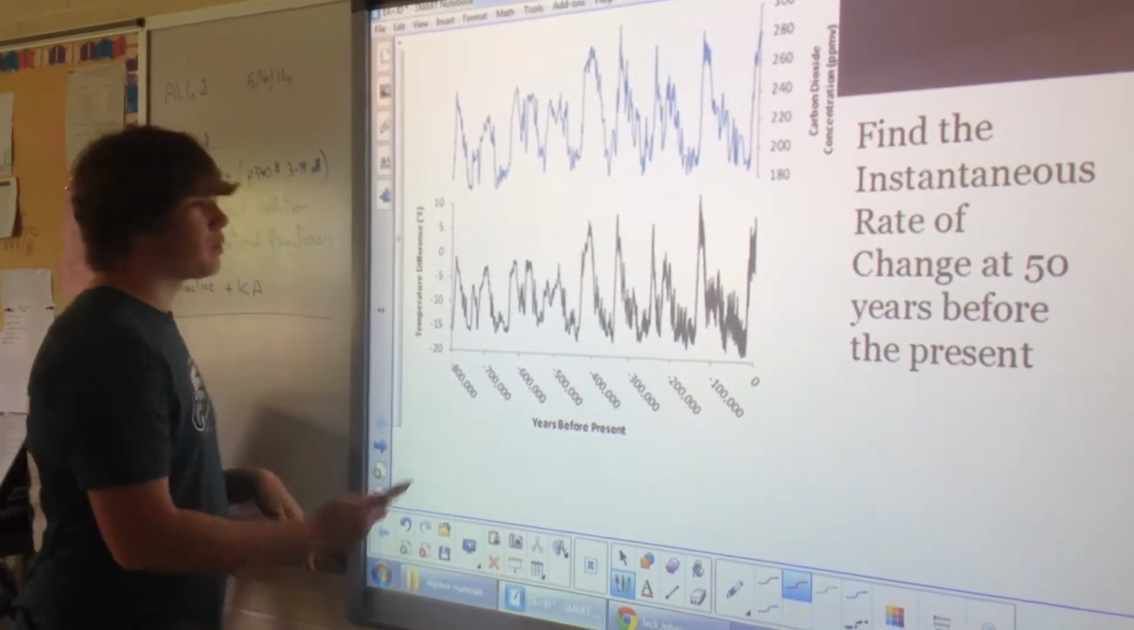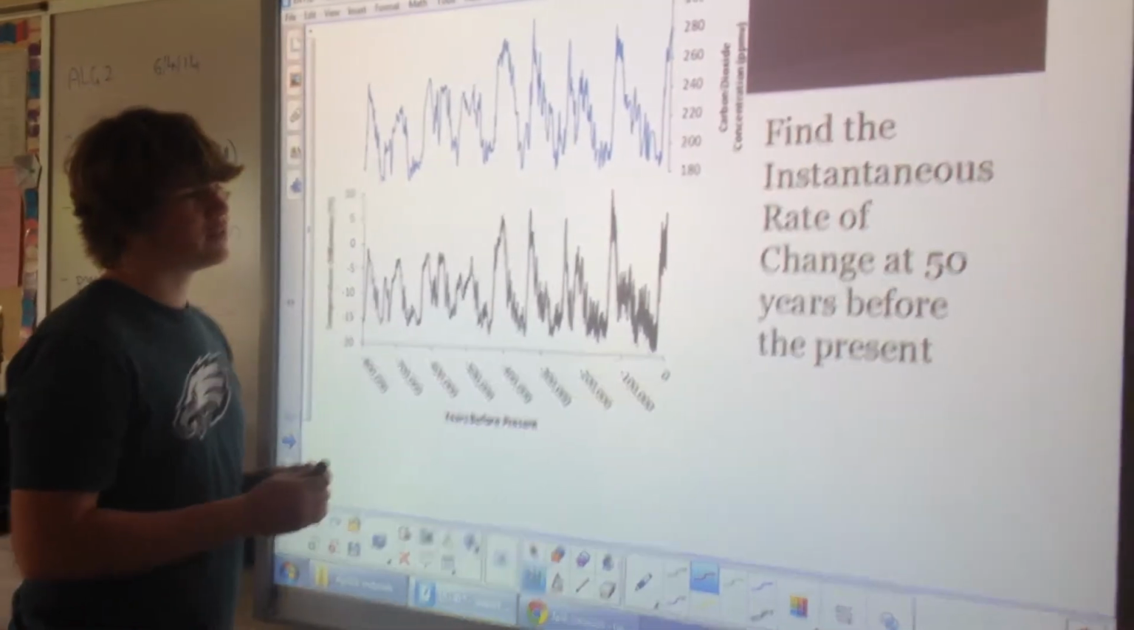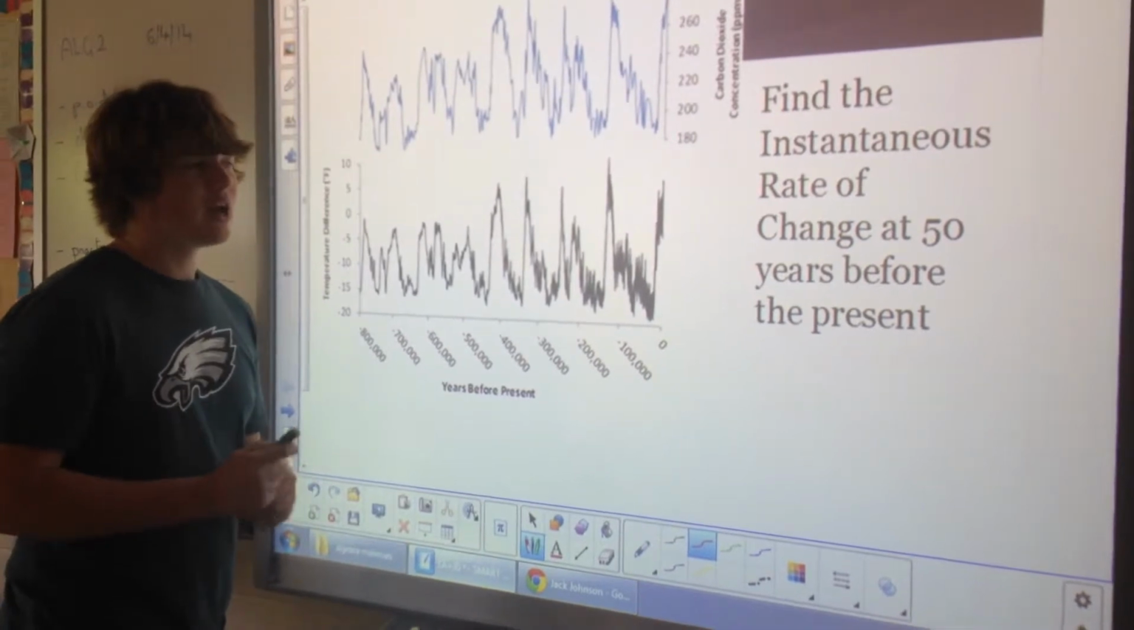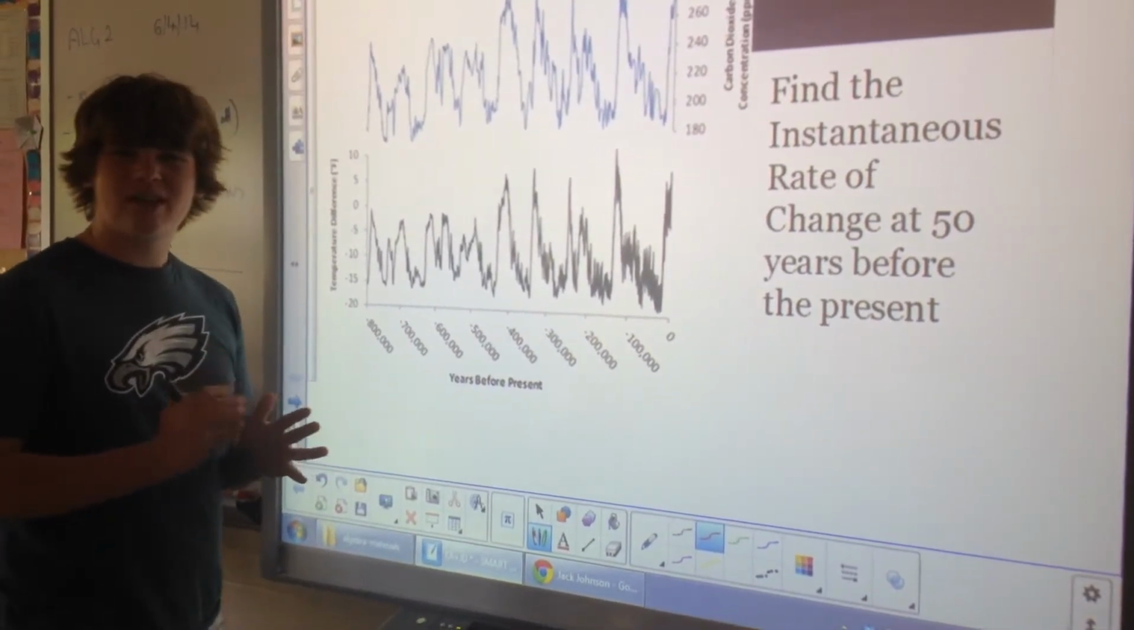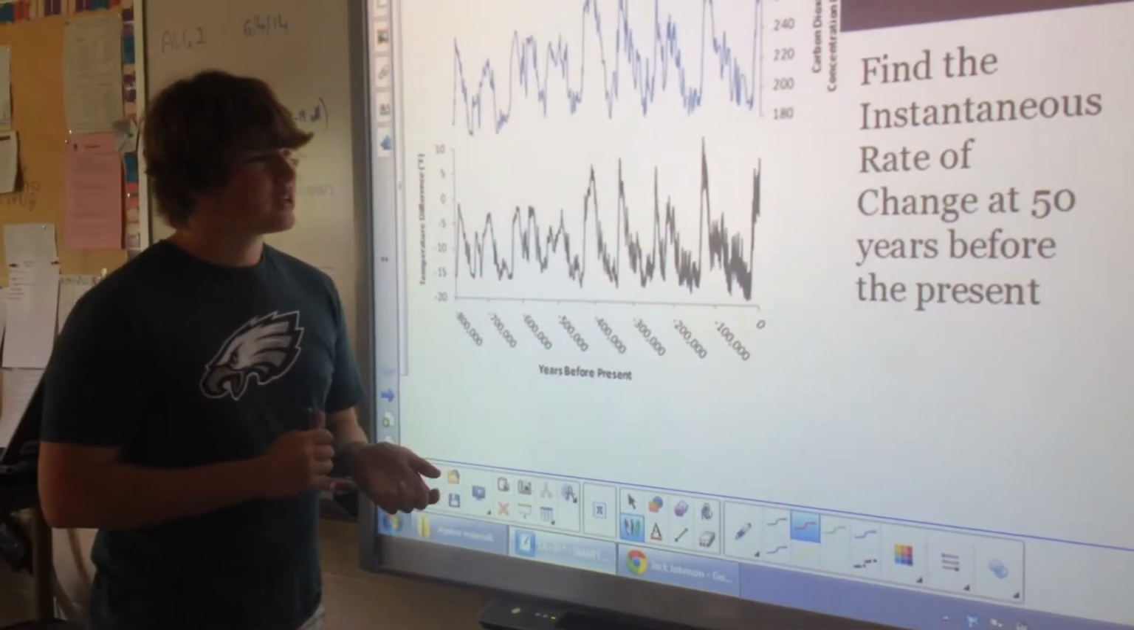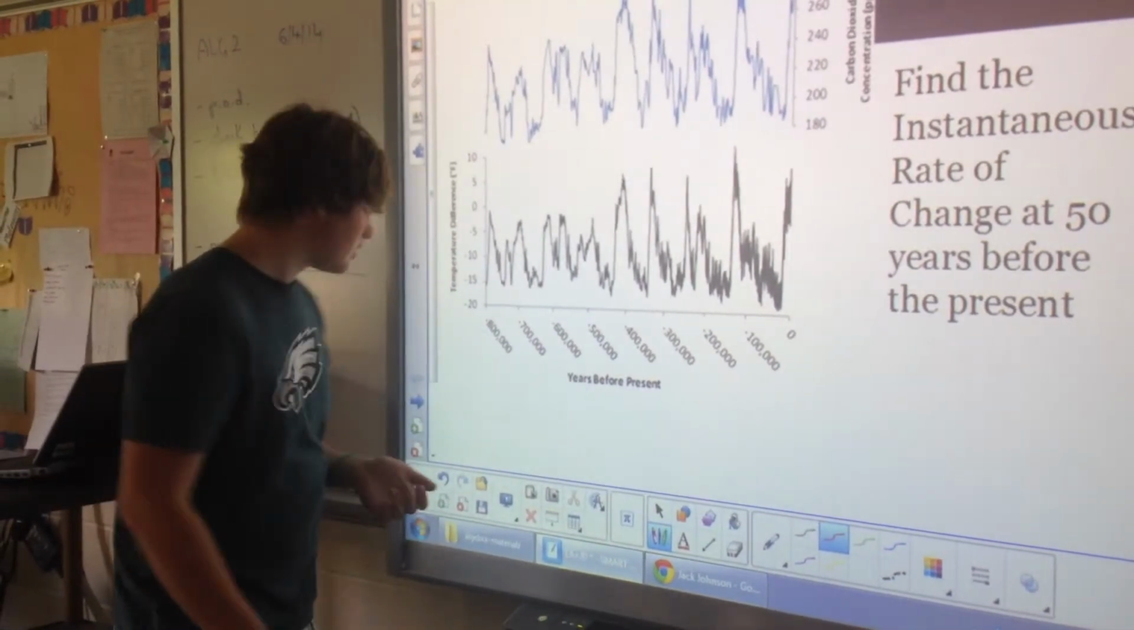So what we're going to do is find the rate of change at 50 years before the present, and then, because it's been a straight line since then, we're going to use that to calculate 50 years from the present.